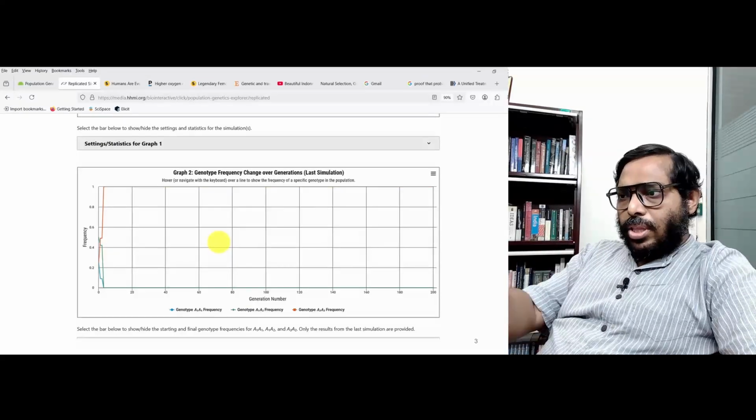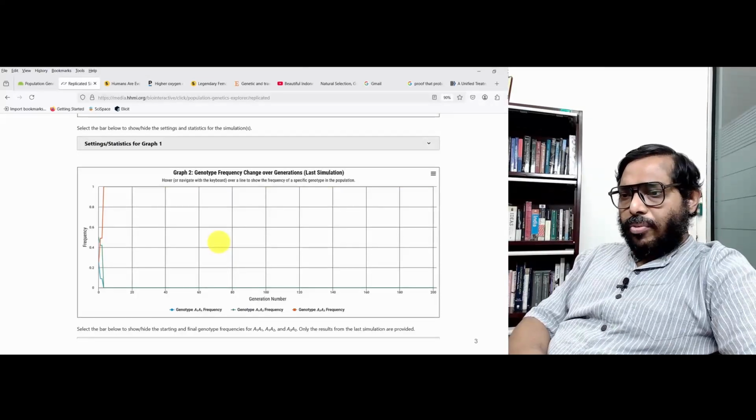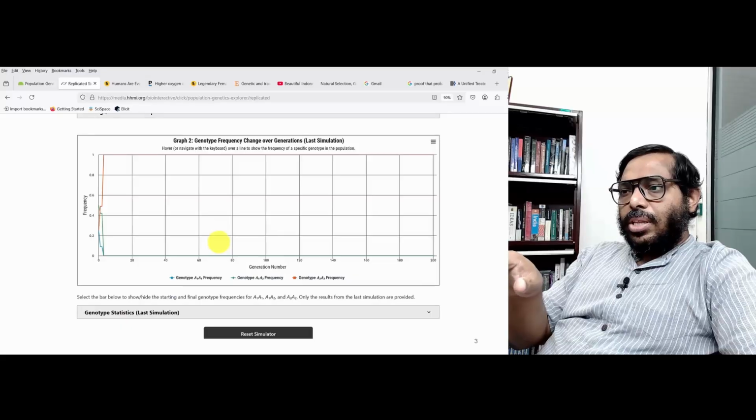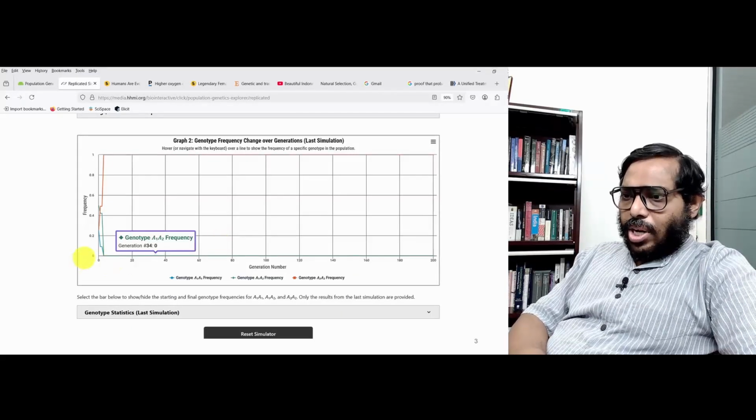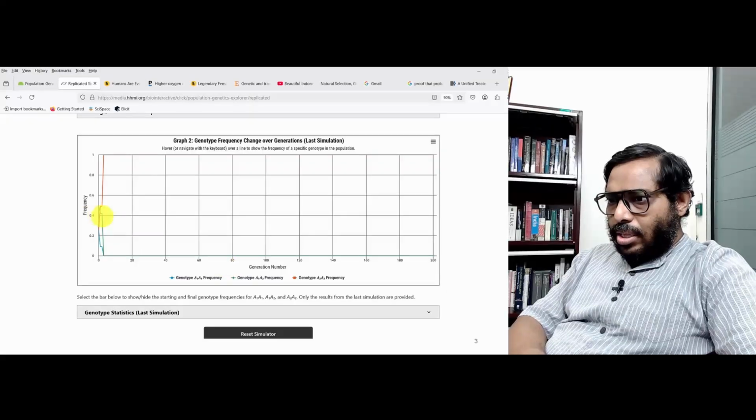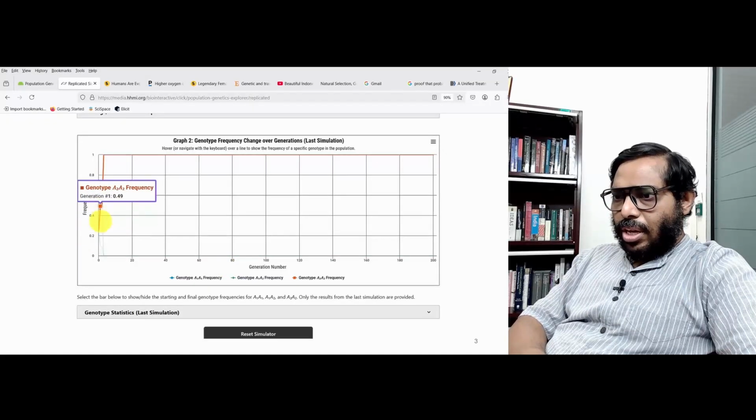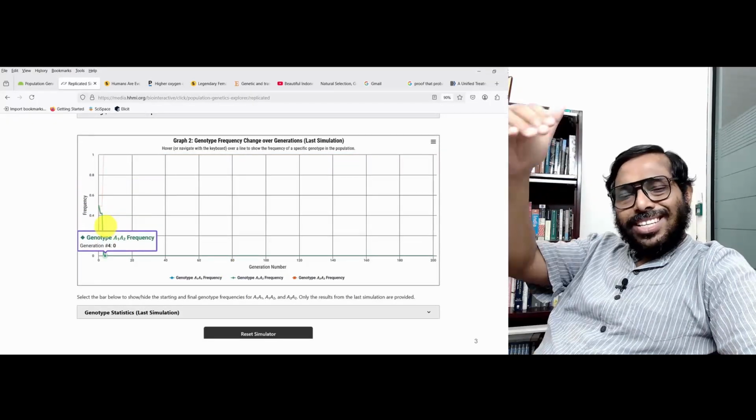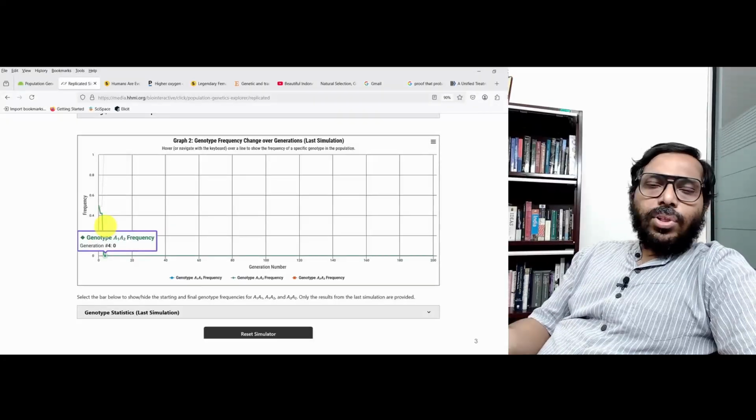Why do I say so? Now, in this particular case where I am showing you the genotypic frequency, unfortunately they are giving me the genotypic frequency only for the last simulation, right. But you can clearly see that the green one, this is the frequency of the heterozygotes, you can see that it is falling. Why will that happen?